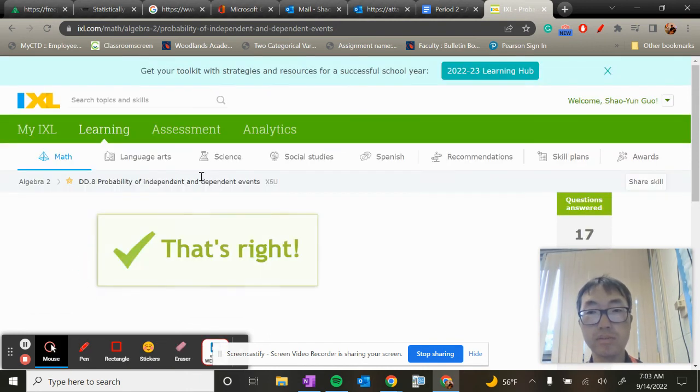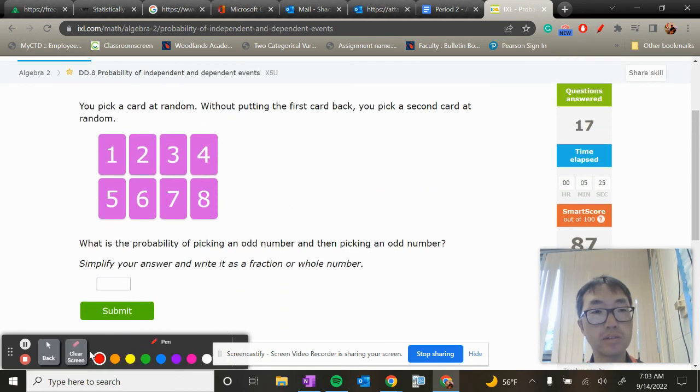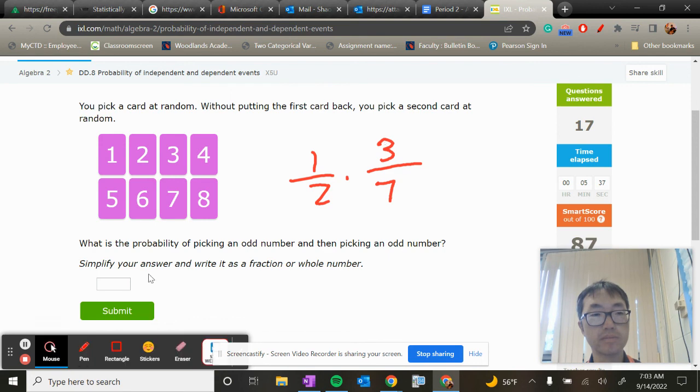Let's do one more problem. Odd number, I believe that's a half. Without putting the first card back, there's 7 numbers remaining, and you took an odd out. There are 3 odds, so 3/14.